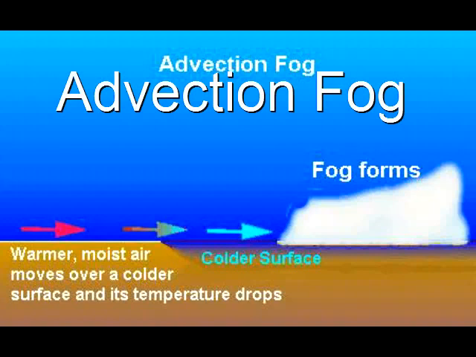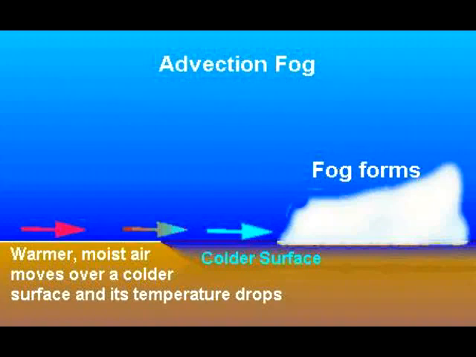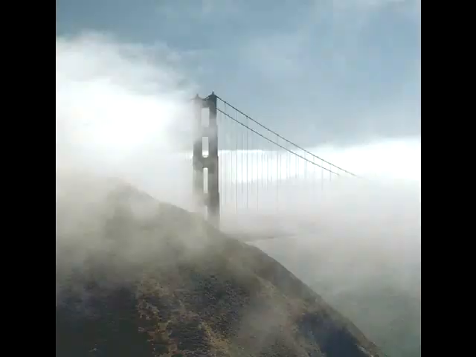Advection fog forms when warm, moist air moves across a cooler surface and the air is chilled to saturation. It is a common phenomenon on the US West Coast, when warm, moist air from the central Pacific advects over the cold California ocean current. It frequently develops near boundaries of opposing ocean temperatures, such as off the northeast coast of the United States.